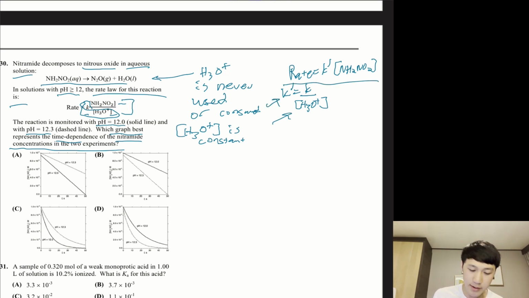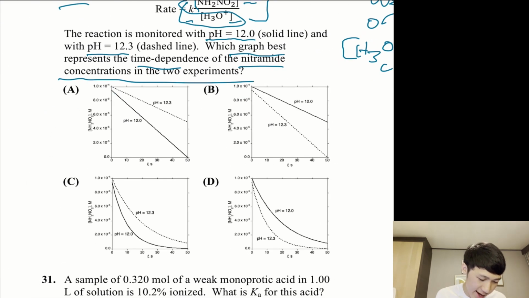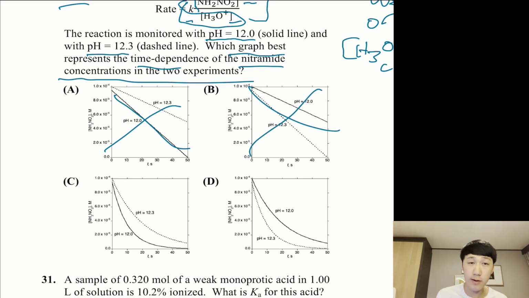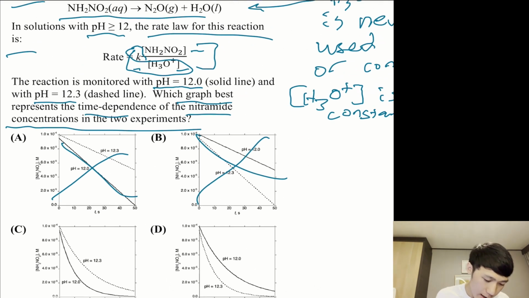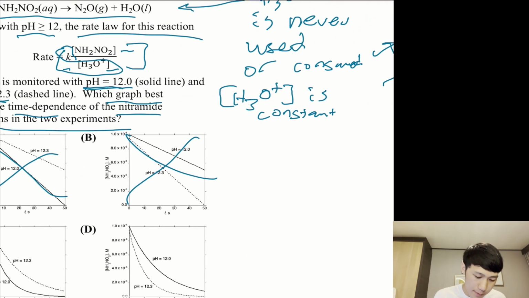And what we would expect is that the reaction is going to follow first order kinetics with respect to nitramide. And first order kinetics, just like radioactive decay, for example, is going to give us an exponential decay graph. So clearly A and B are already incorrect. Now we need to determine between C and D. So let's consider what's going on at pH equals 12 versus pH equals 12.3.